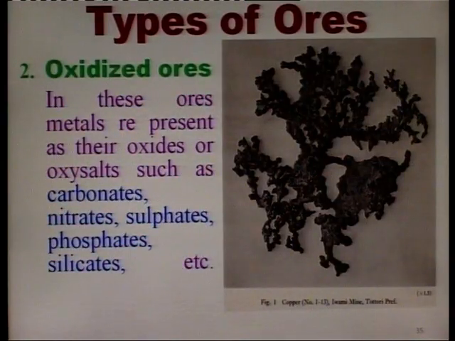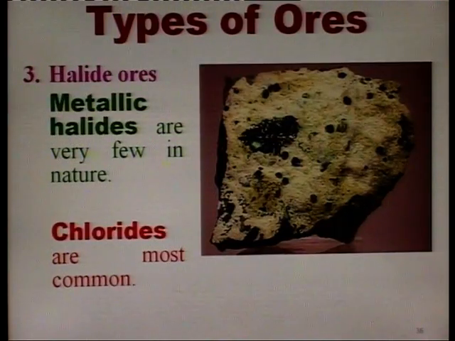Second is oxide ore. In these ores, metals are present as their oxides or oxysalts such as carbonates, nitrates, sulfates, phosphates and silicates. Third is halide ore. Metallic halides are very few in nature. Chlorides are most common.